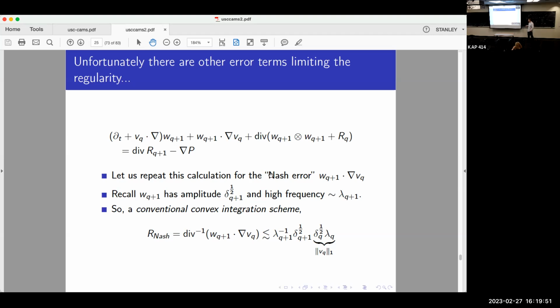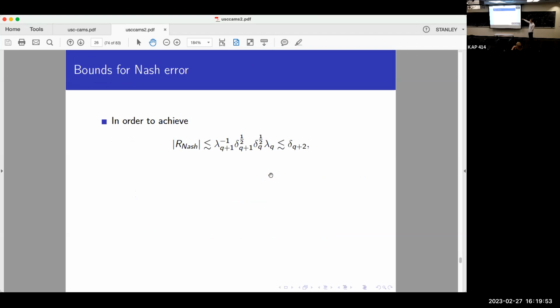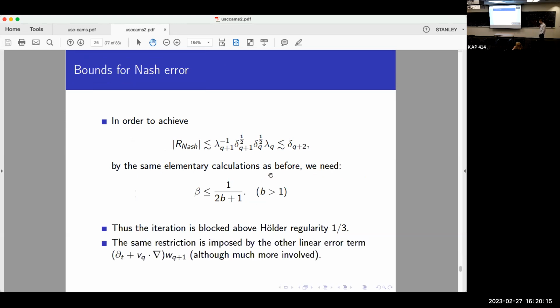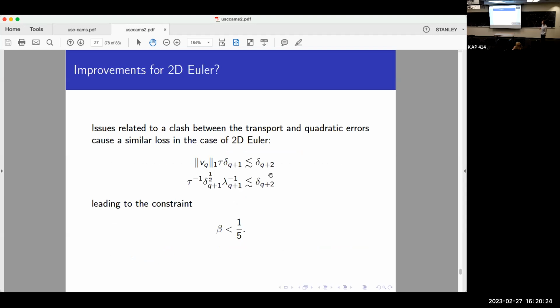very small. And indeed, we can make this smaller than the next small delta as long, like I wrote before, as beta is smaller than 1 over 2b plus 1. And then taking b to be as small as we like, we can make beta as close to 1/3 as we like. So this is what blocks us at 1/3, but it also shows why the alternating scheme works all the way up to 1/2. Again, I'm sort of sliding under the rug how to deal with this term because it adds lots of complications.